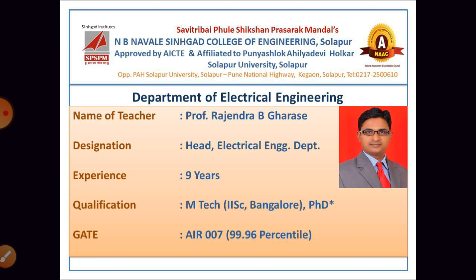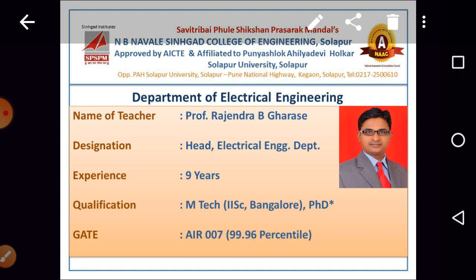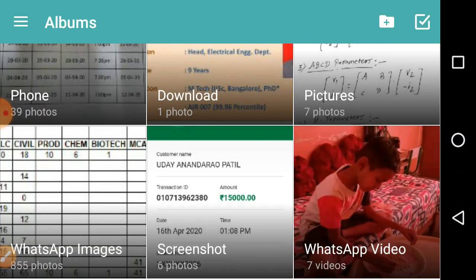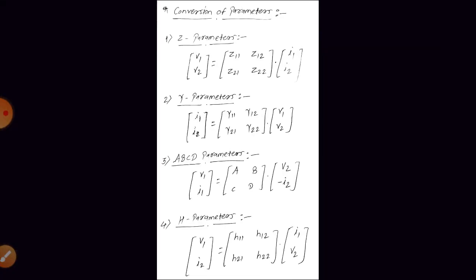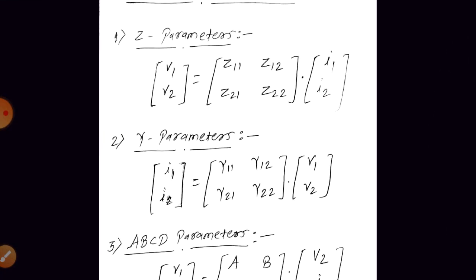So for each parameter we have 3 conversions. We have a total of 4 parameters, Z, Y, ABCD and H, so it is 4 into 3, that is 12 conversions we are going to discuss.